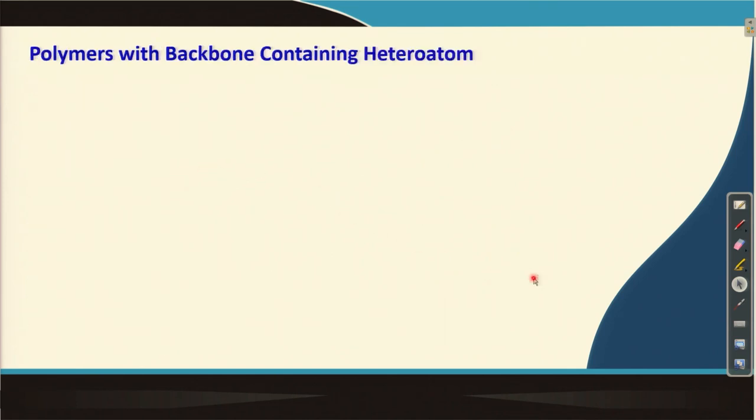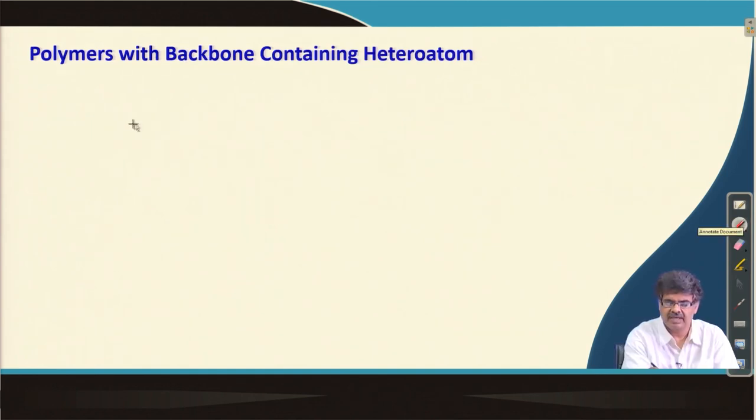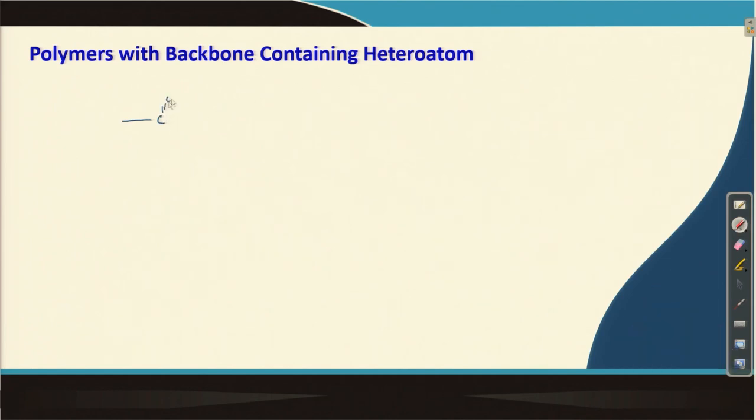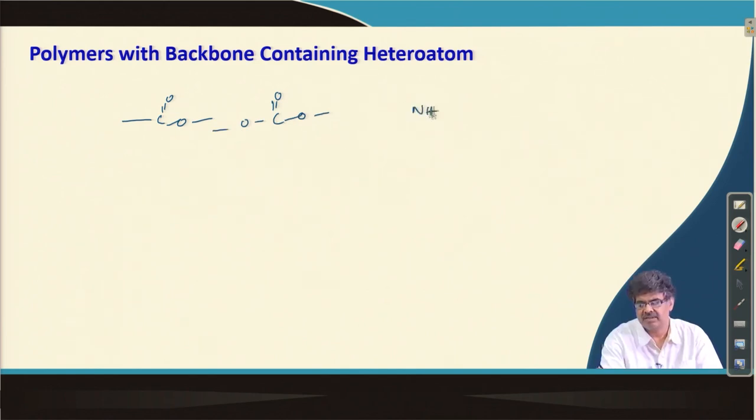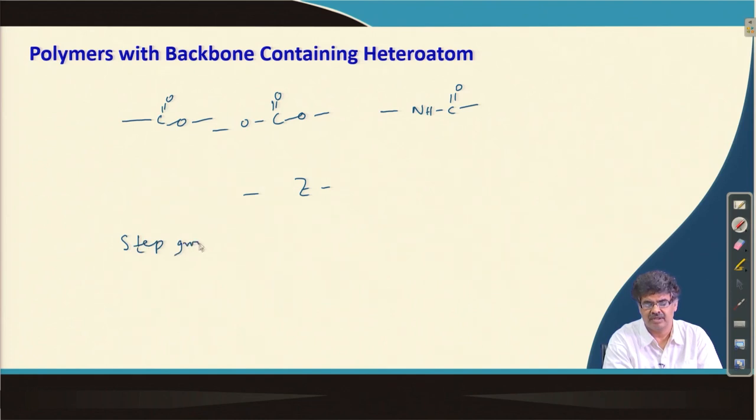Now, generally we have seen that if we have polymers with a heteroatomic backbone, like polyester, polycarbonate, or some other polyamides, like Z, where Z is basically a heteroatom, in that case we have seen that these polymers are generally synthesized by step growth polymerization that we have discussed in detail.